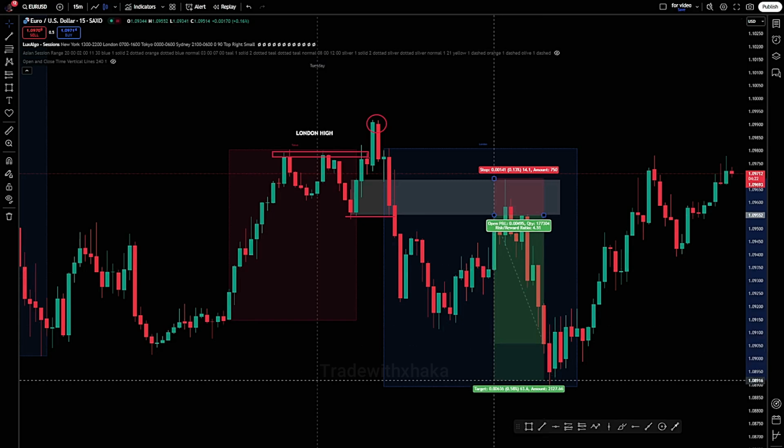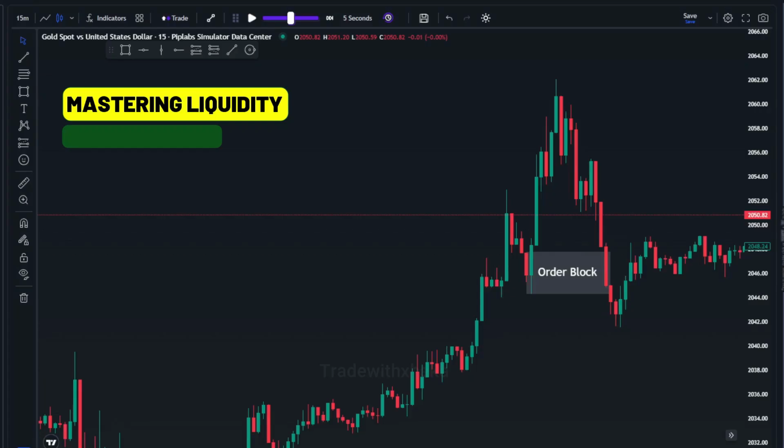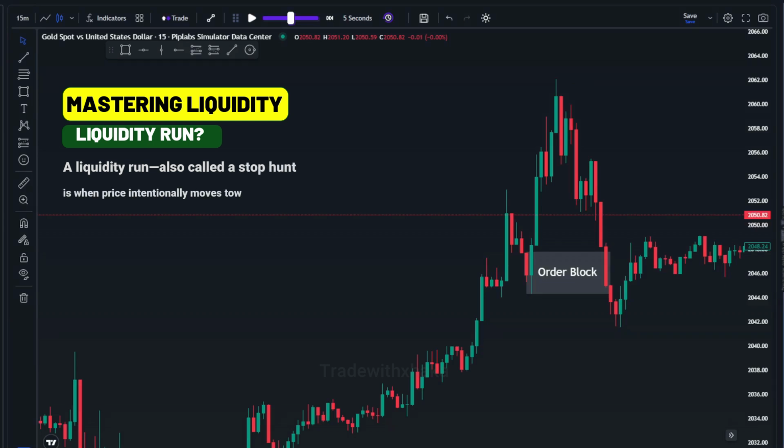So we are moving to the next topic. This is the second to the last topic. So let's look into liquidity run. A liquidity run is also a stop hunt.